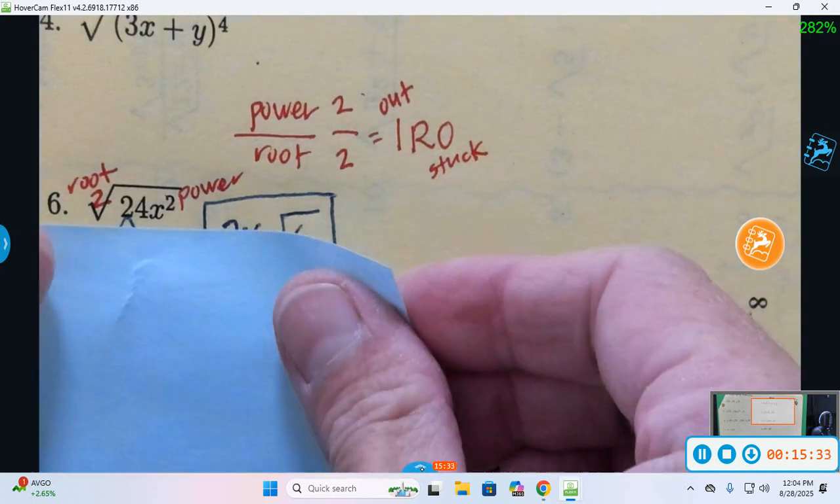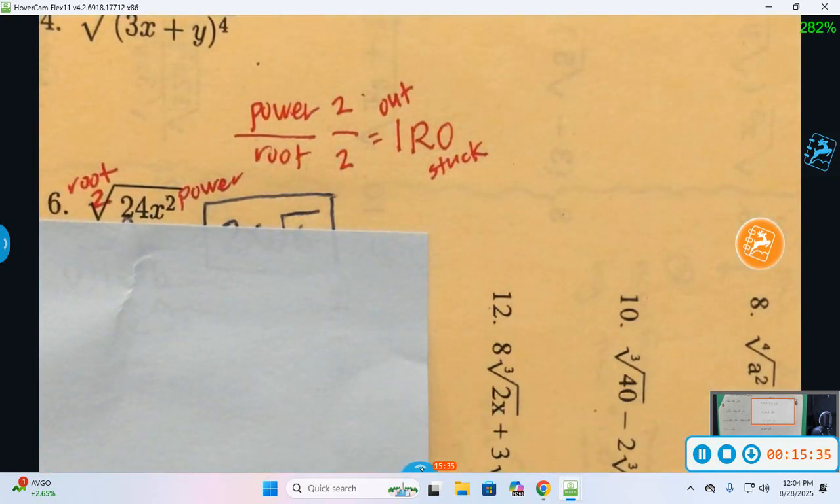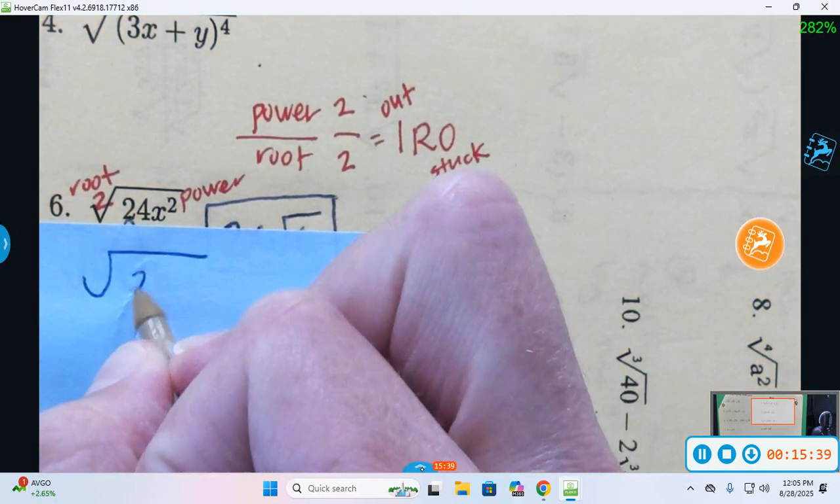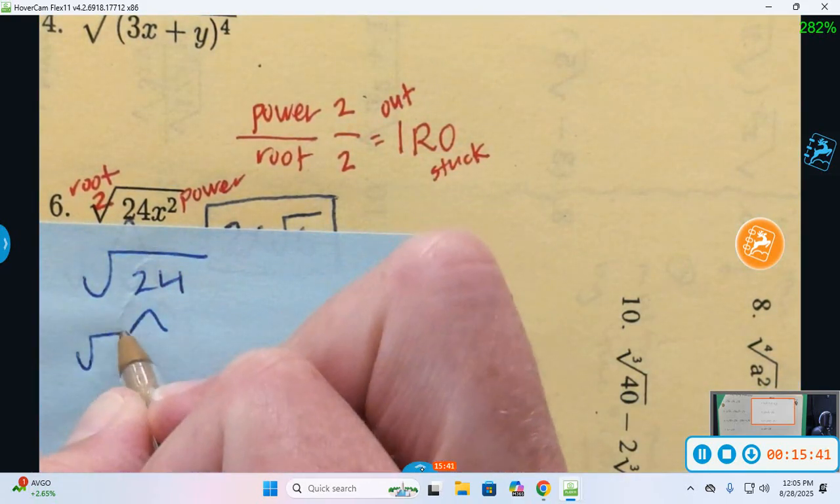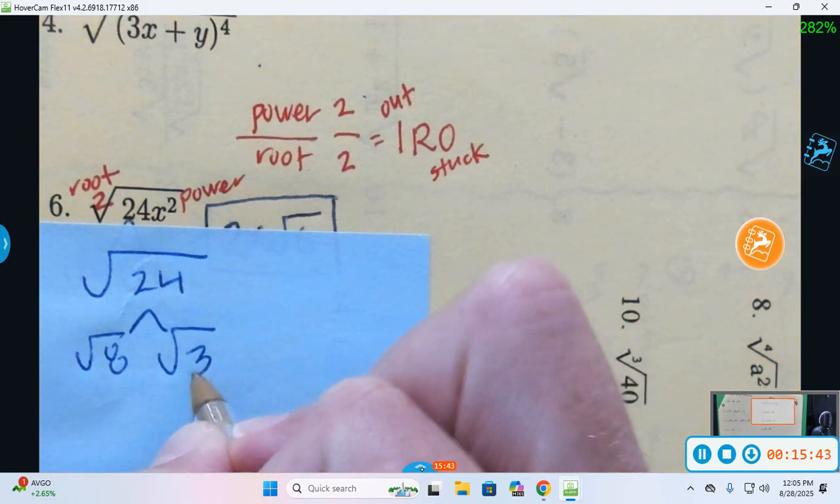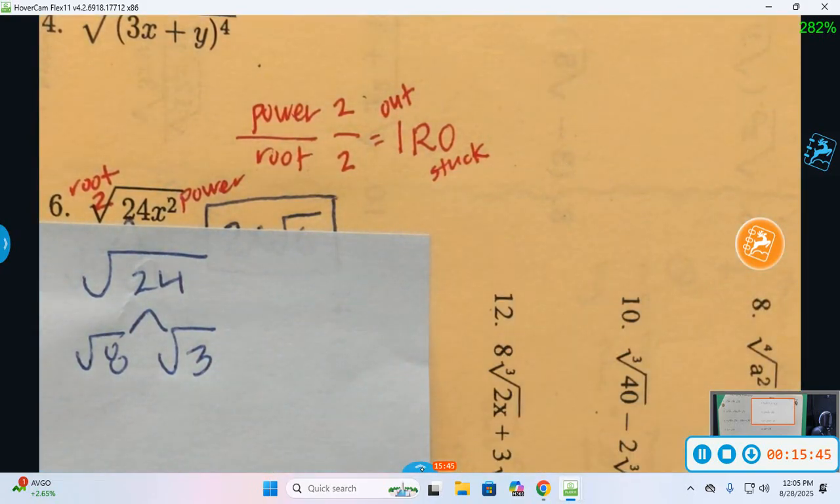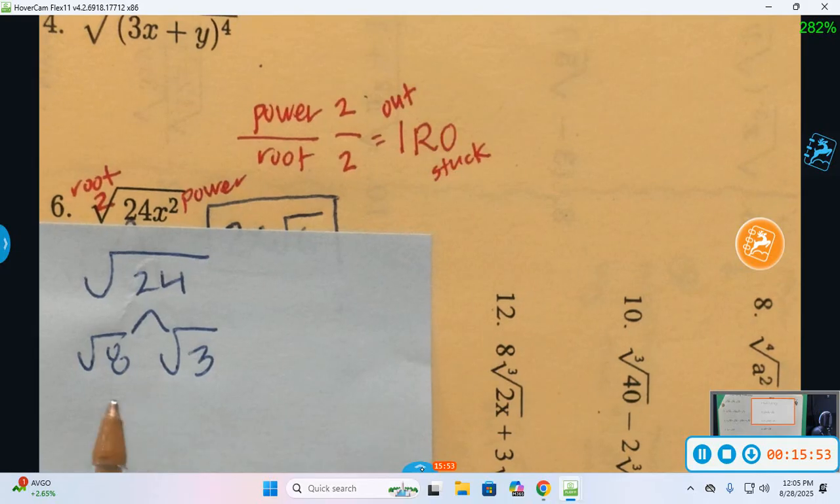Let me go back and show you what a lot of people are going to do for 24. A lot of people are going to say, all right, square root of 24 is the square root of 8 times the square root of 3. And that's true, 8 times 3 is 24. That's true, right? But can you take the square root of 8? No. And can you take the square root of 3? No. So you're going to have to go one more step.